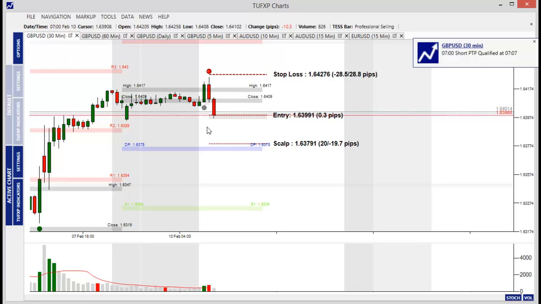Right, well, that's it for today. It seems as though the market could be fairly quiet, given that there's only the French news out today, so we'll just have to wait and see.